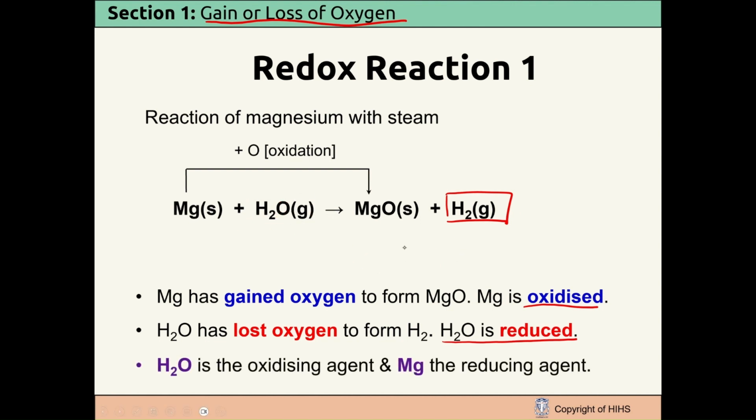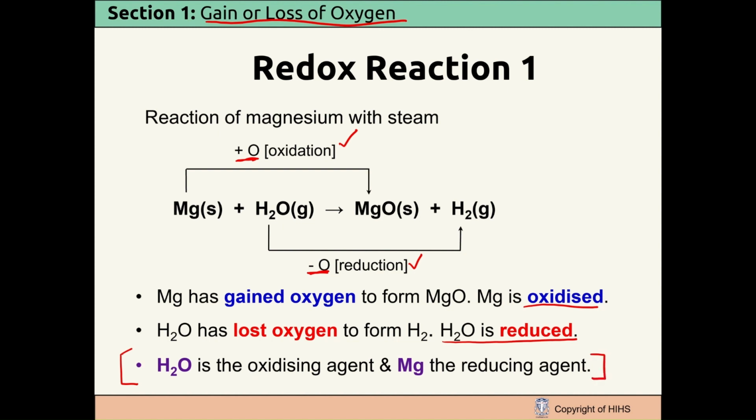Okay, so over here, losing of oxygen to form hydrogen gas is reduction. And then for your magnesium, it gains oxygen to form magnesium oxide and is oxidation. So you see there is a set: oxidation, reduction. It's always together. That's why it's a redox reaction. Okay, so this last sentence here, water is the oxidizing agent and magnesium is the reducing agent.